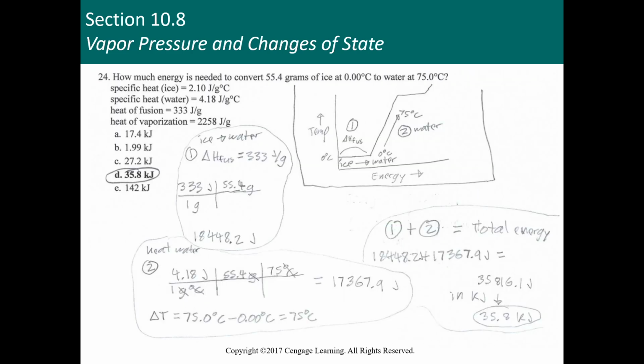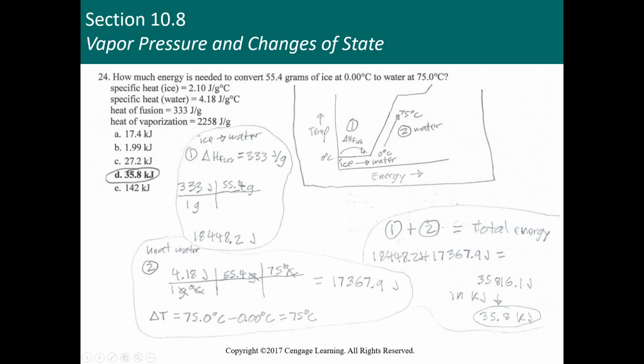So, let's try a little problem here. How much energy is needed to convert 55.4 grams of ice at 0 degrees Celsius to water at 75 degrees Celsius? Okay, so I always think these problems are much, much easier if I just draw them out like so. And so what I have here is a little diagram that shows me my temperature versus energy. And I have it written in that I start at ice, at 0 degrees.